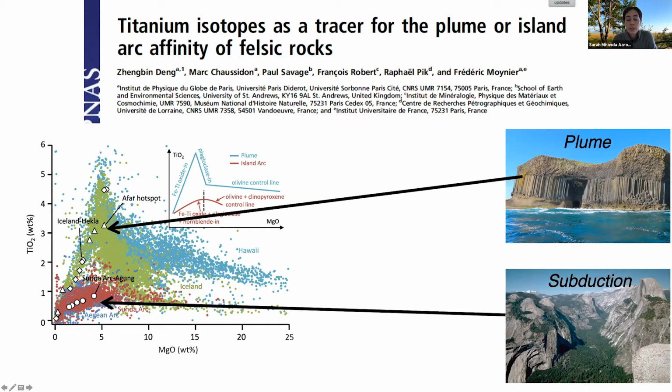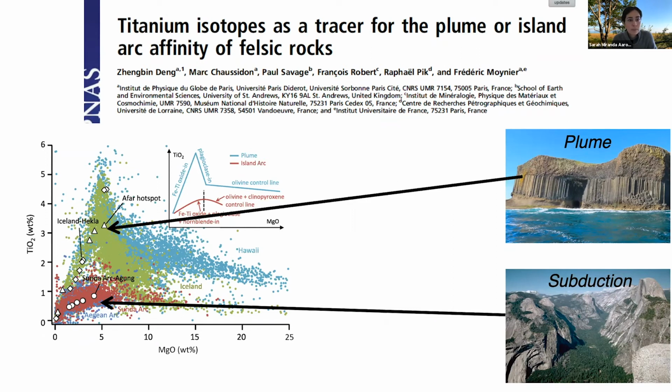And then we also have rocks that are formed from subduction settings. This is an example from the Sierra Nevada. The Sierra Nevada are a direct byproduct of the subduction of the Pacific plate beneath the North American plate. And there's a difference in the behavior of titanium concentration in these rocks, right? Our plume rocks are enriched in titanium, whereas our subduction related rocks are not so enriched.